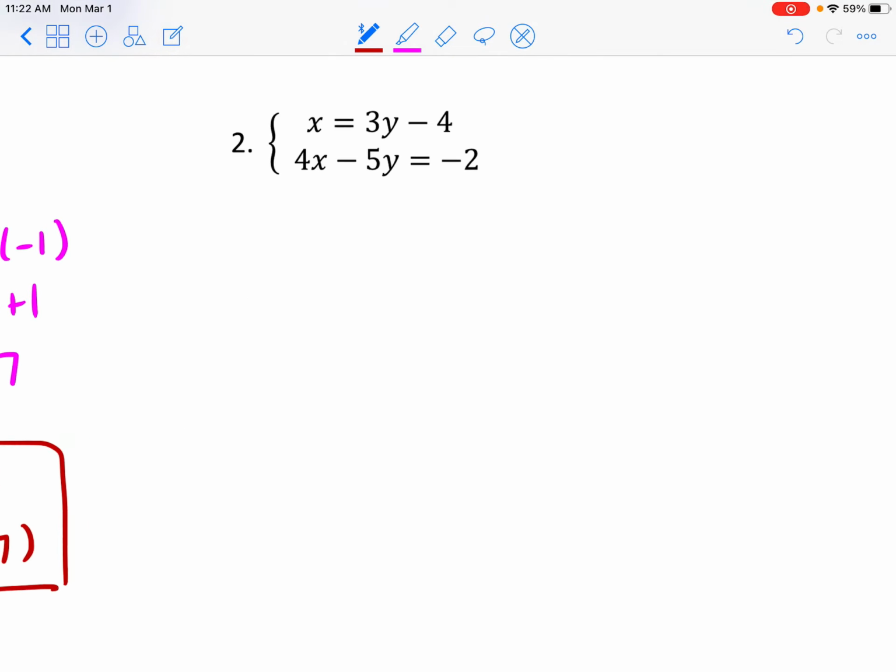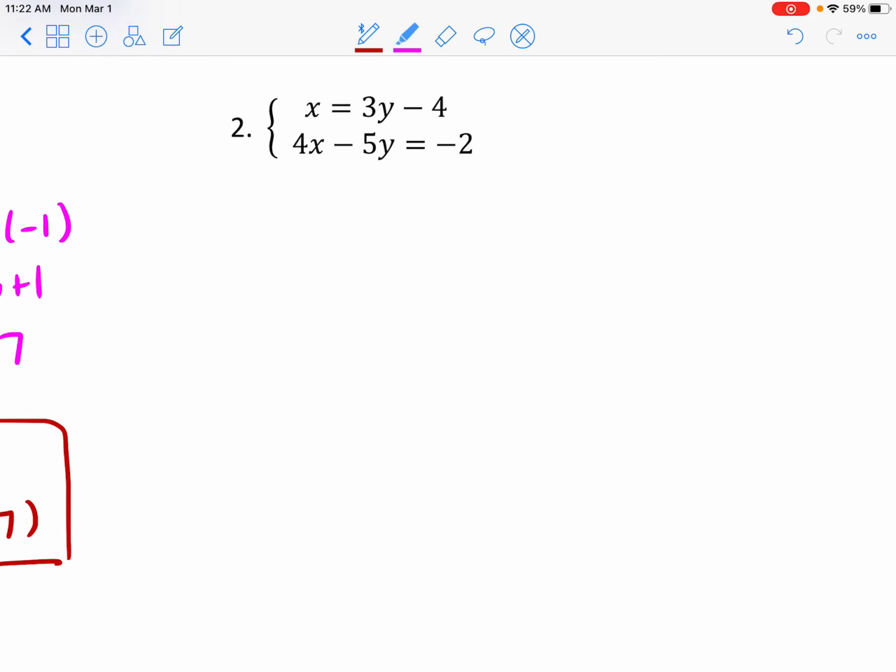All right, so number 2, we want to pick a variable to get alone, but we already have that here. We already know x is all by itself and that x is equal to 3y minus 4. So if x is equal to 3y minus 4, I can replace x with 3y minus 4. So the variable that's alone gets replaced. So I'm going to take this 3y minus 4 and I'm going to plug it into the other equation for x, right? So my first equation, instead of being 4 times x, becomes 4 times what x is equal to, which is 3y minus 4.